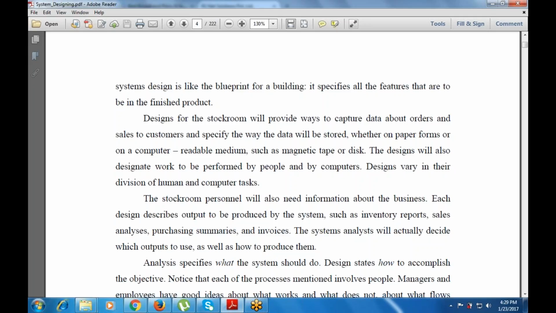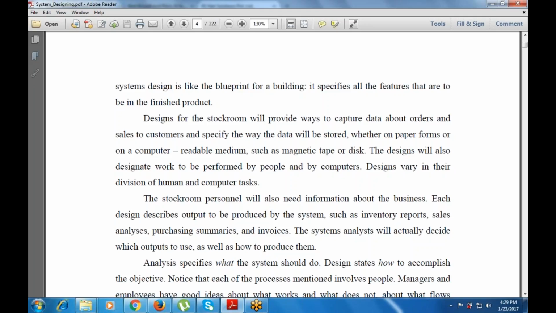And the stockroom personnel will also need information about the business, and each business describes the output to be produced by the system, such as inventory reports, sales analysis, purchasing summaries, and invoices. And this will decide which output to use as well as how to produce it. This also specifies what the system should do, how the system will work, and how to accomplish the objective.